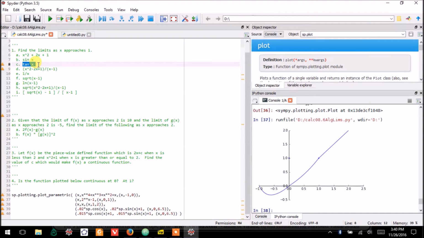Now, tangent, if you recall, is equal to sine over cosine. And this is going to be continuous everywhere except at pi over 2, negative pi over 2, and everywhere else that cosine is equal to 0. Well, since we're not plugging in any point like that, we have a point of continuity, and the answer is just tan 1.